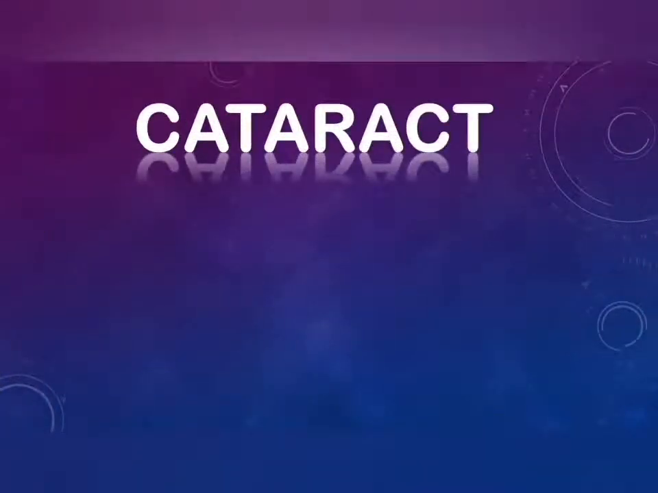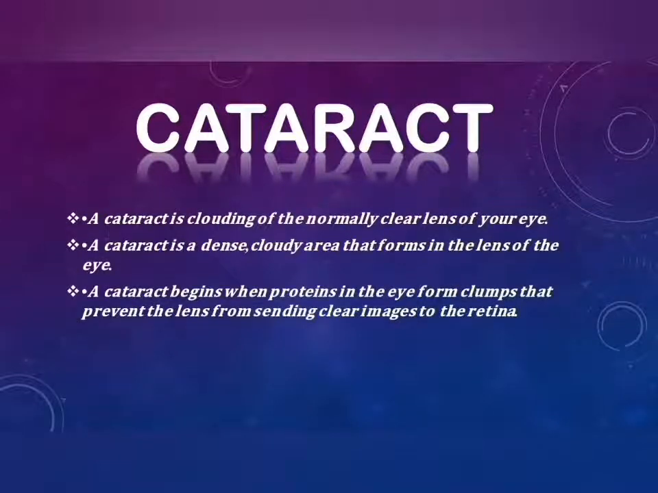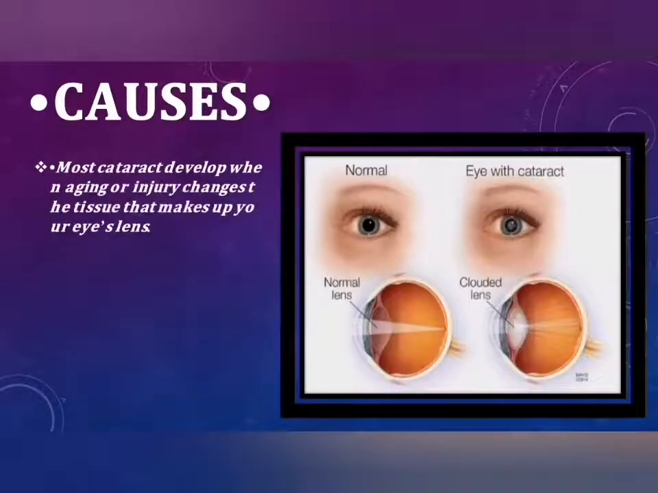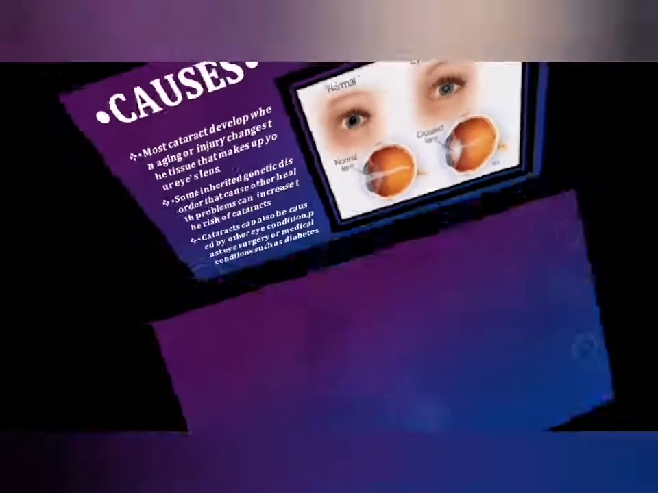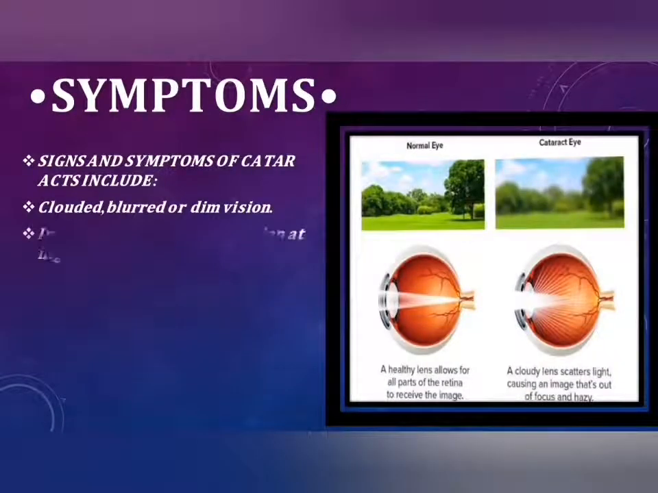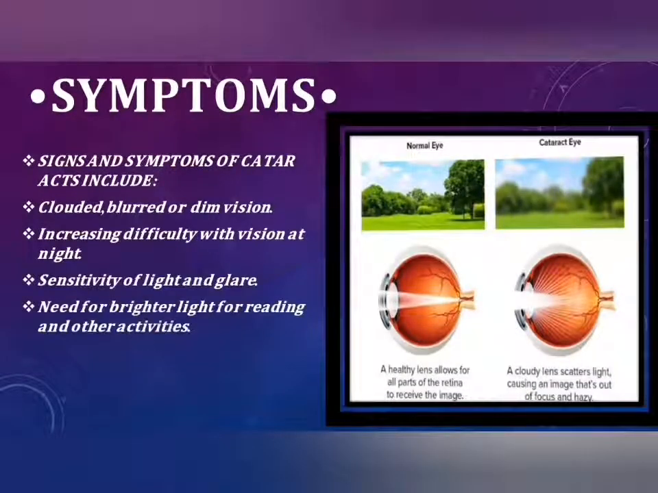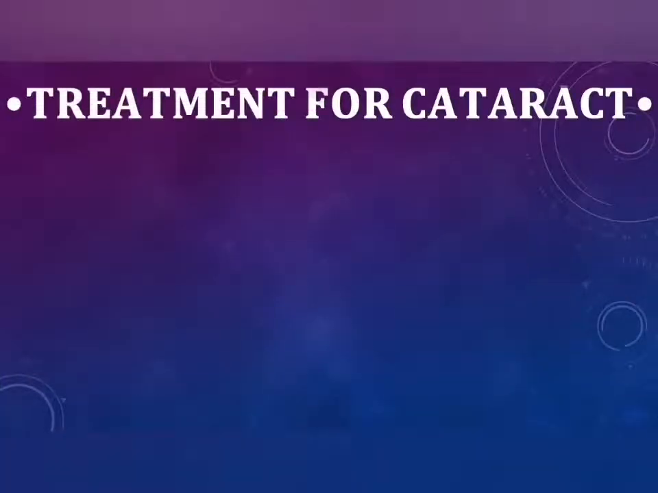Cataract. A cataract is a clouding of the normal clear lens of your eye. A cataract is a dense cloudy area that forms in the lens of your eye. Causes. Most cataracts develop when aging or injury changes the tissues that make up your eye's lens. Symptoms. Signs and symptoms of cataract include clouded, blurred or dim vision, increasing difficulty with vision at night, sensitivity to light and glare.